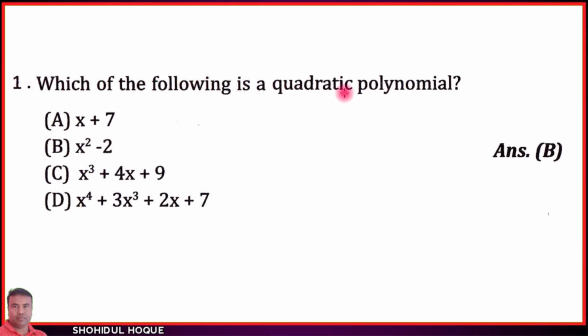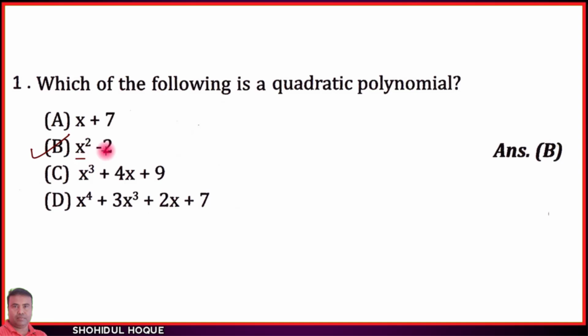Which of the following is a quadratic polynomial? Option A, x plus 7. Option B, x square minus 2. Option C, x cube plus 4x plus 9. Option D, x to the power 4 plus 3x cube plus 2x plus 7. Correct option B, x square minus 2.